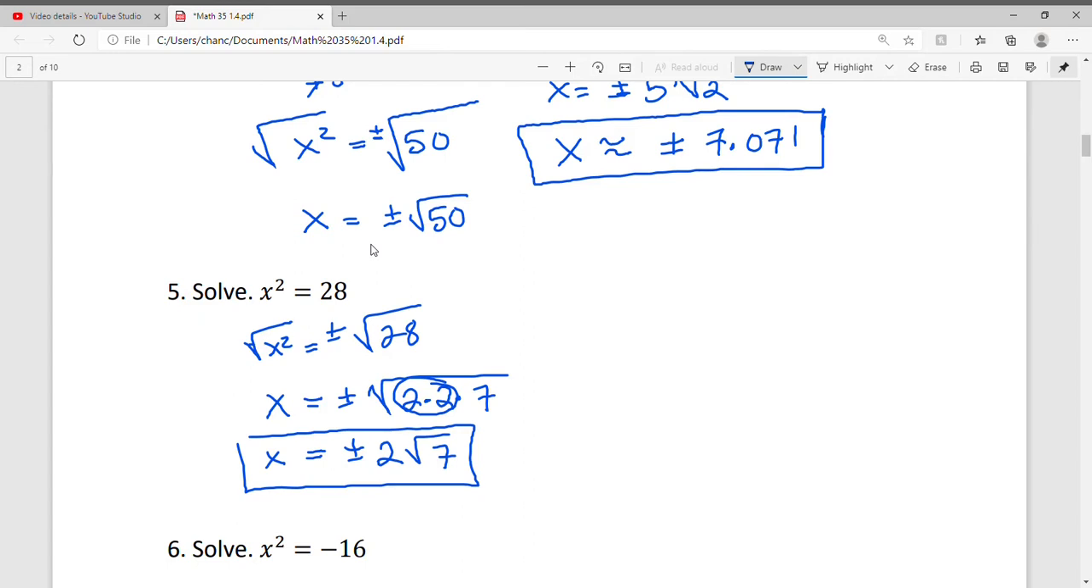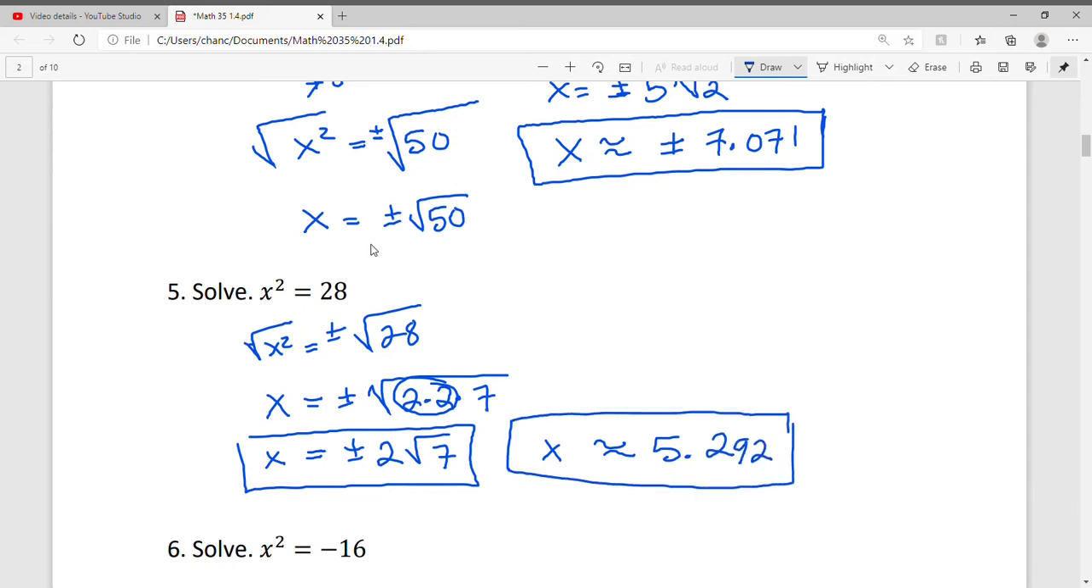Again, I want you to practice with a calculator. You can use your calculator and make sure you get about 5.292 on your calculator. Most of the time we enter it as an exact number like this, but sometimes we want a decimal form also.